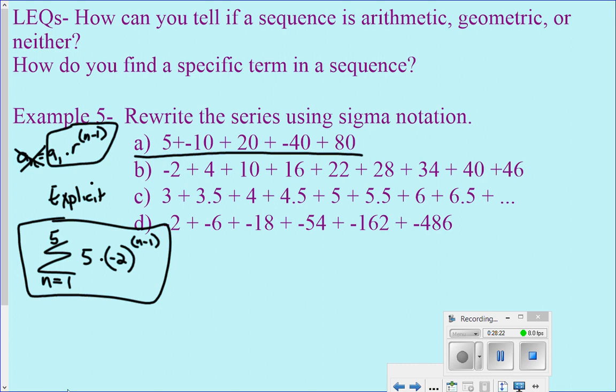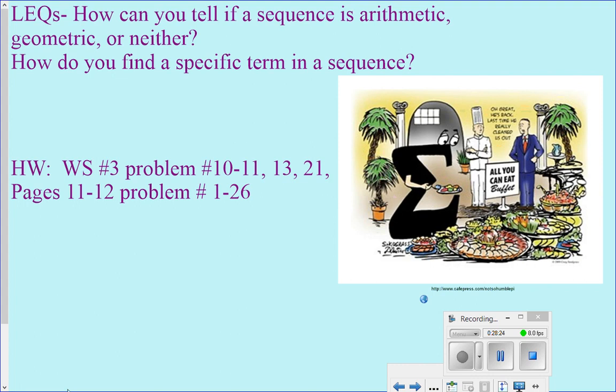Okay, so your homework is worksheet 3. Those problems were pages 11, 12. Do those for tomorrow. Again, stay on top of your work. It's important that you are getting the practice in this unit.